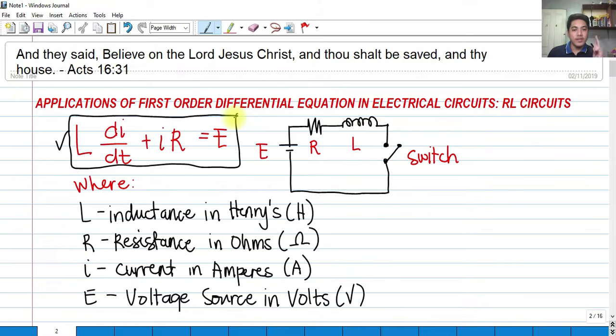So again, by the way, the unit of inductance is henries, denoted by big letter H. The unit of resistance is in terms of ohms in this symbol. The current in amperes, denoted by big letter A, and the voltage source in volts, big letter V. So let's try to solve some problems.